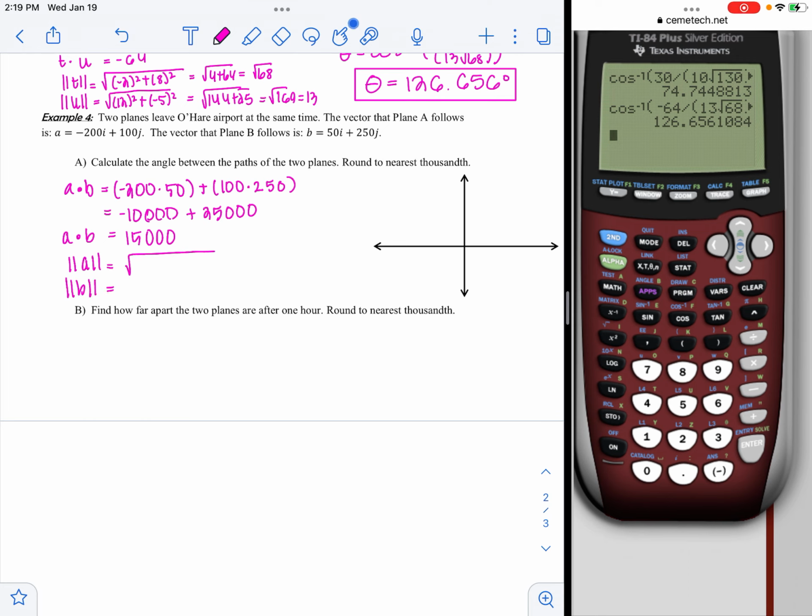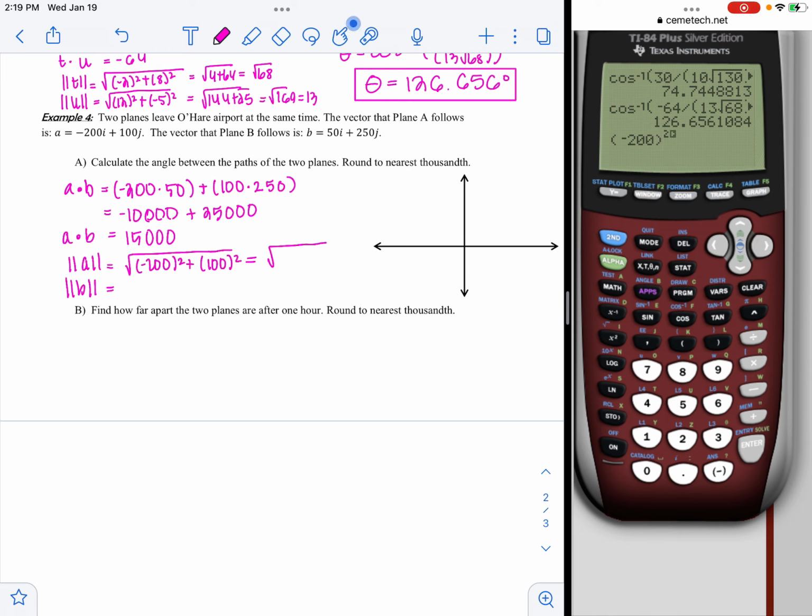All right, magnitude of A, magnitude of B. For A, I have negative 200 squared plus 100 squared, which is, getting my calculator. I'm not going to put the square root in because I'm going to leave the square root there so that it can be as exact as possible. So I'm going to do what's underneath. Negative 200 squared. Oops, that's 20.